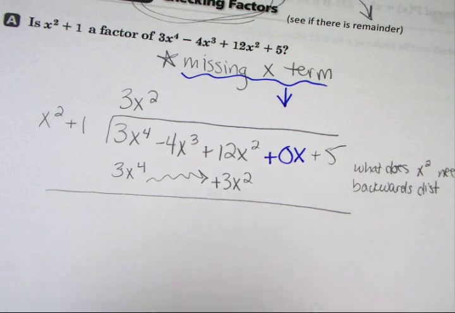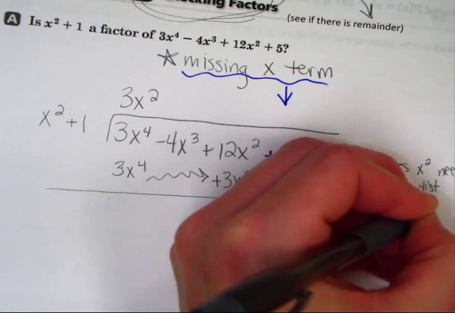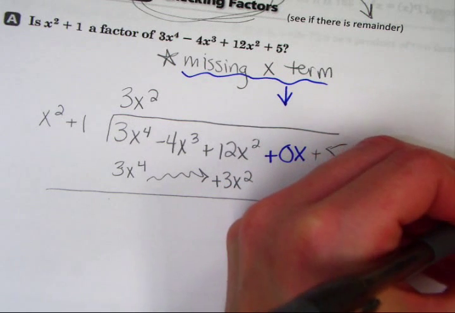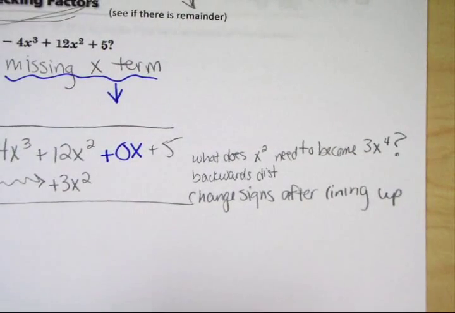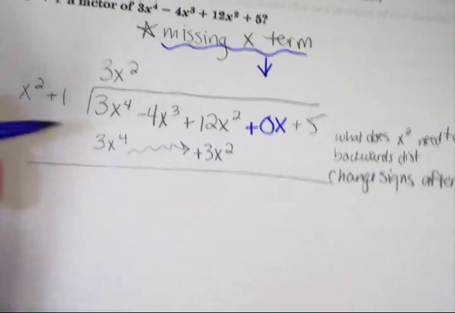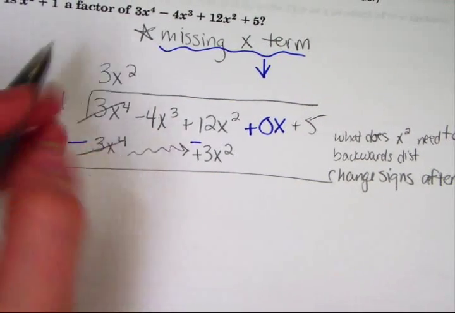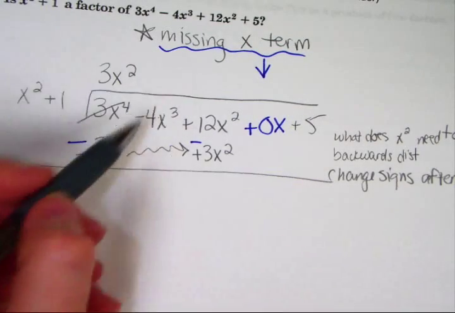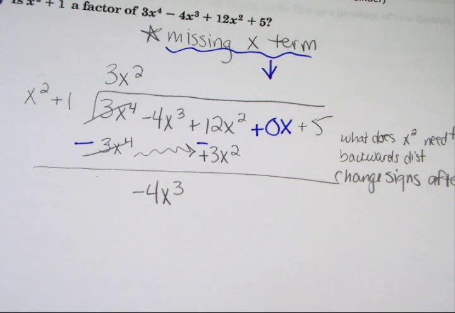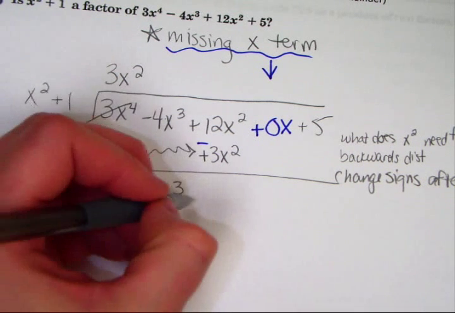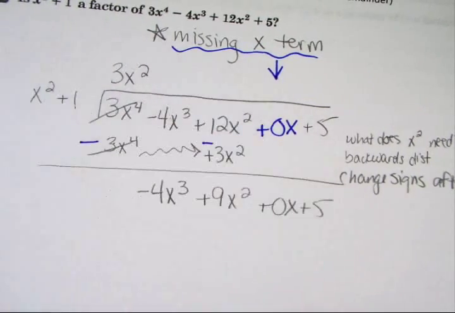You want to line them up. Now we change our signs. I'm going to write change signs after lining up. Ready? So I wrote change signs after lining up. So a minus and a minus. These cancel. And 12 minus, well, let's bring stuff down. You bring down the minus 4x cubed. And then 12 minus 3x squared is 9x squared. Plus the 0x plus the 5.